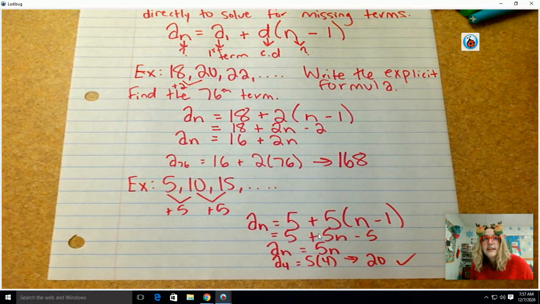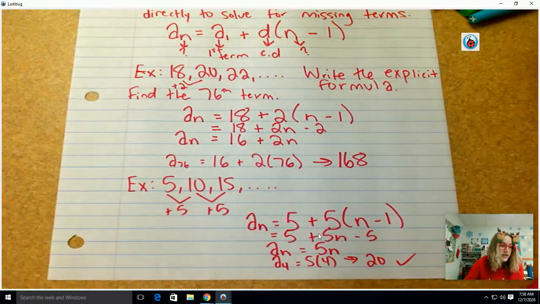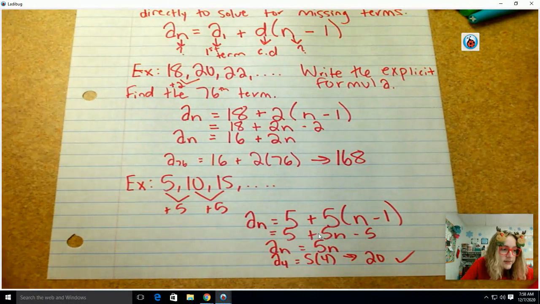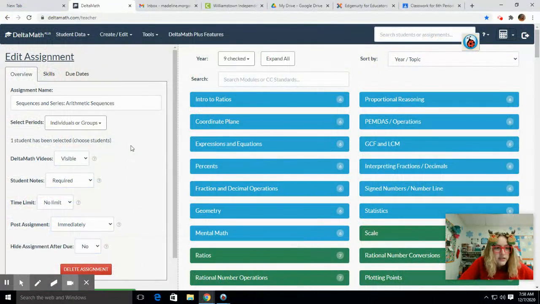So my big thing here is just remembering what the difference is between recursive and explicit and the formulas for each. And once you know those, there's about 5 practice problems each on those. We are also going to take a look at a couple word problems where we're applying arithmetic sequences. So give me a second just to switch the screen here.